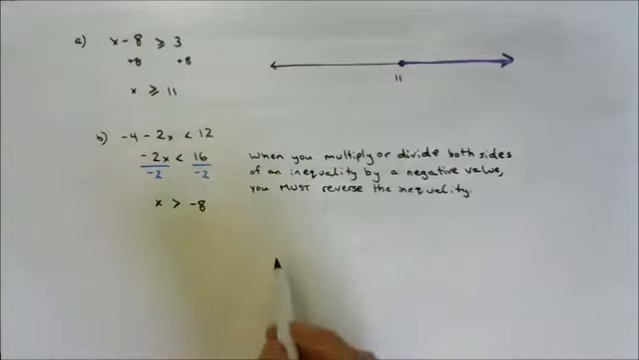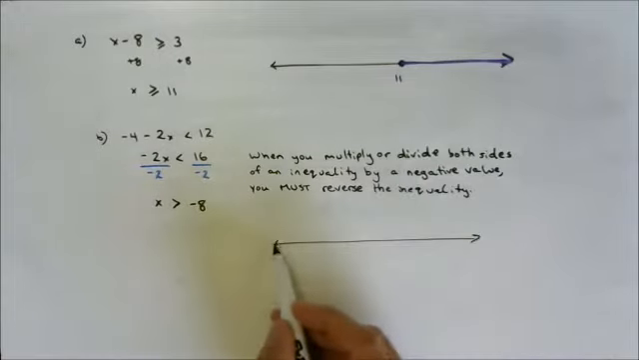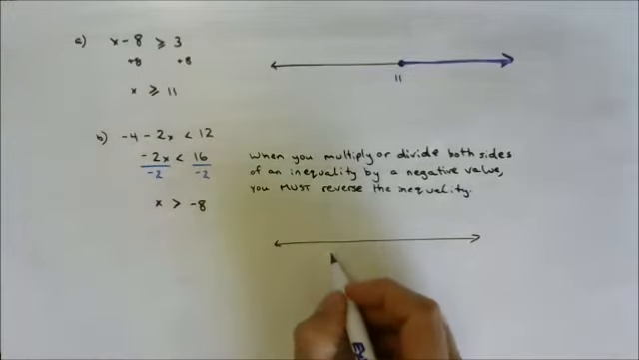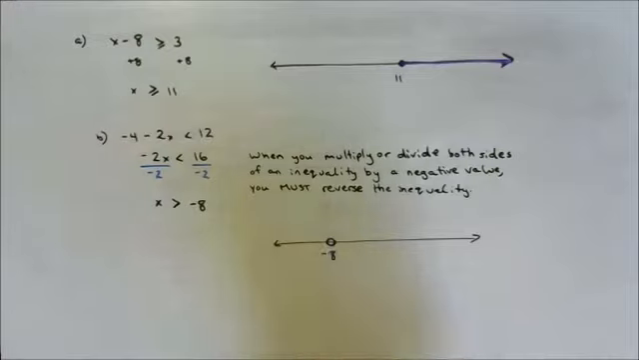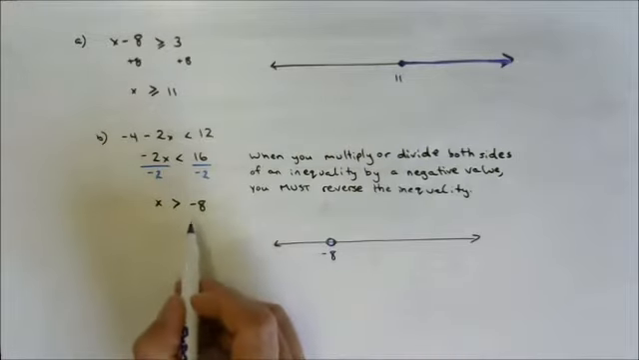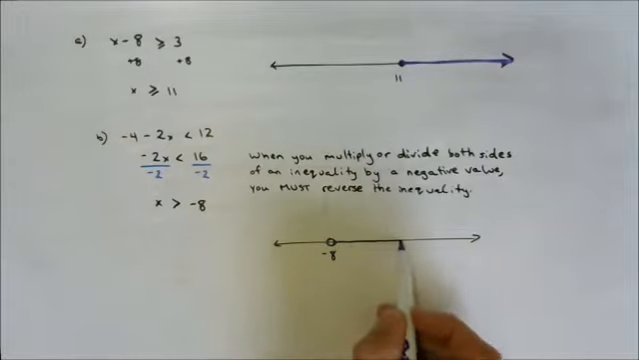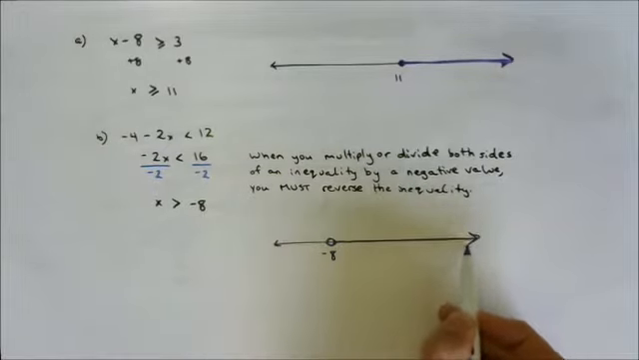And displaying on your number line, again, you have no numbers on your number line, so you pick any point to be -8, and you indicate that by an open circle because it does not include -8, and we need all the values greater than -8. So your number line will look like that.